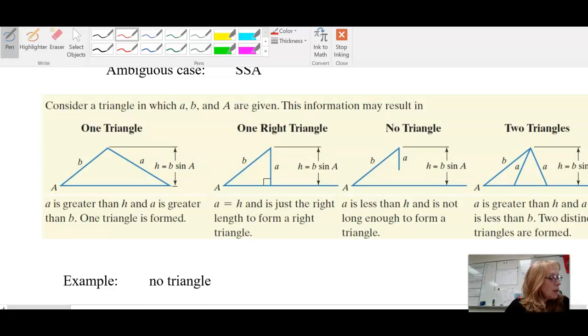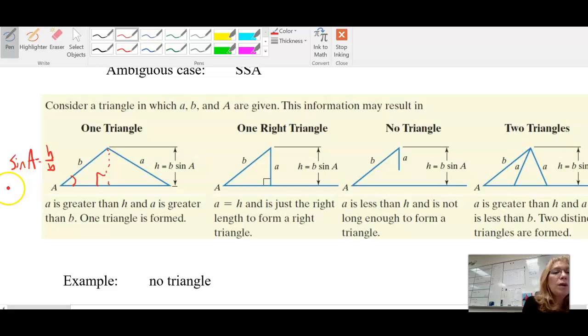The first thing we have to do is calculate the height of the triangle, to see what we have. Now this height, if you look here, when you drop it, we have a 90-degree angle. To calculate that height, the sine of A is equal to the height over B, because it's a 90. If I need to calculate the height, I just multiply by B. So it's B sine A equals H. That's where this formula comes from, and that's true on all triangles.